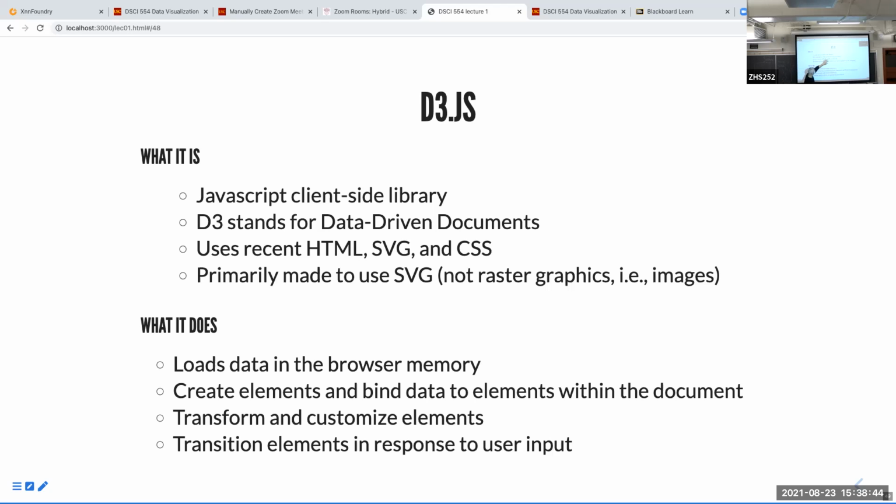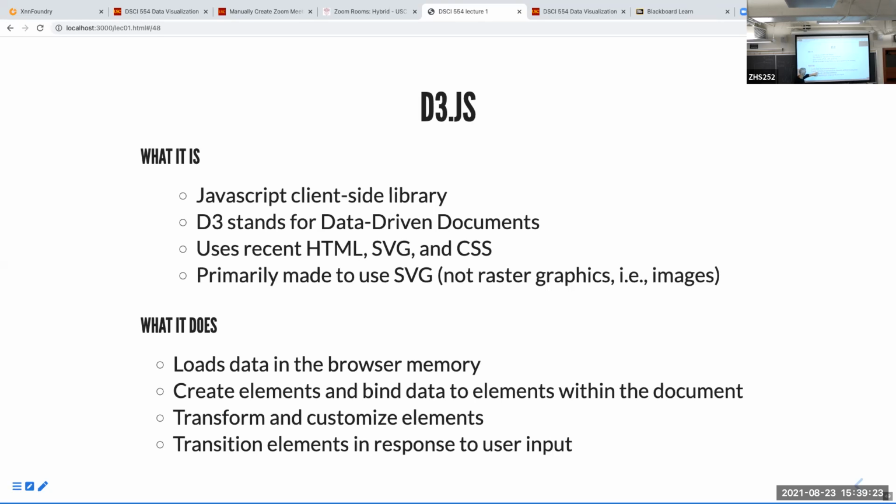So D3 is a library that allows you to take your data and put it into the DOM in this form, SVG and CSS, and to manipulate those to make graphics. That's what it is. Obviously the data are usually on your server, so your client needs to go and get it. So D3 allows you to load the data in the browser memory.